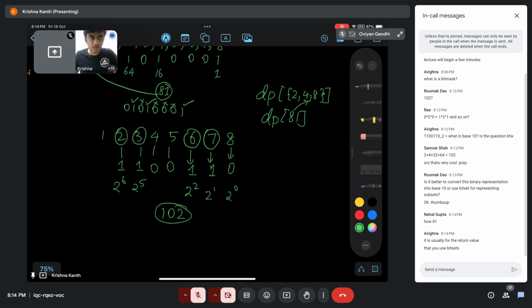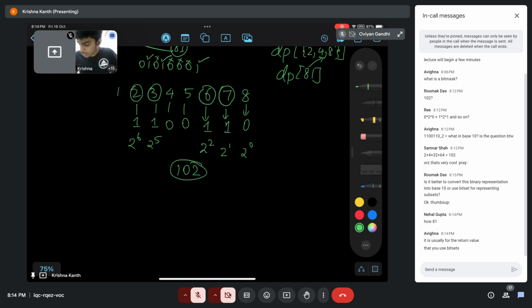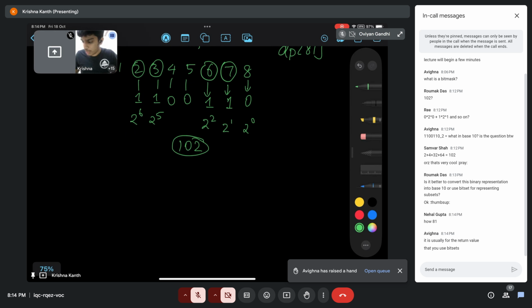Okay, now we'll move on to the next thing. So now we can actually add and set bits using bitwise operators. So let's say we have a subset like this, 10010.